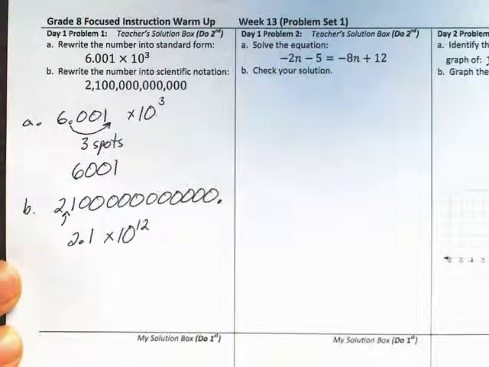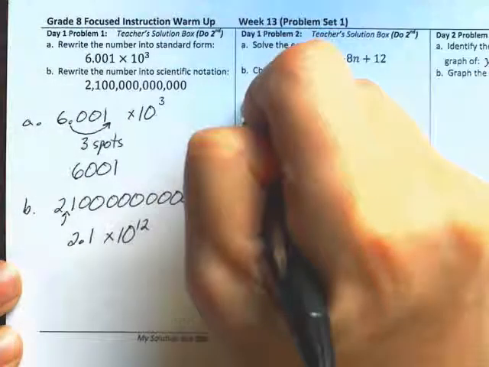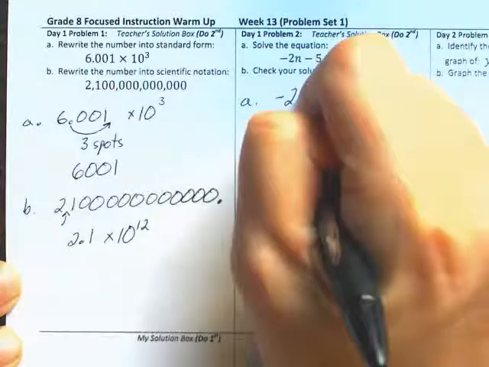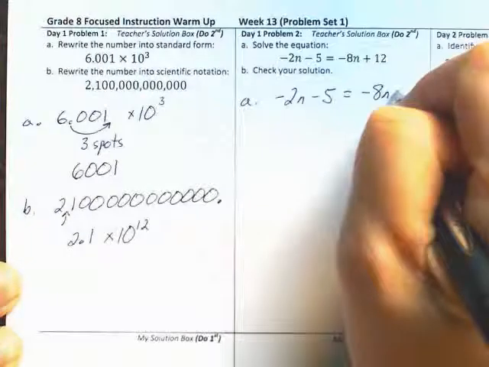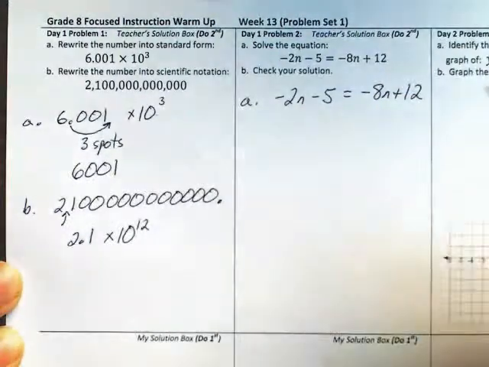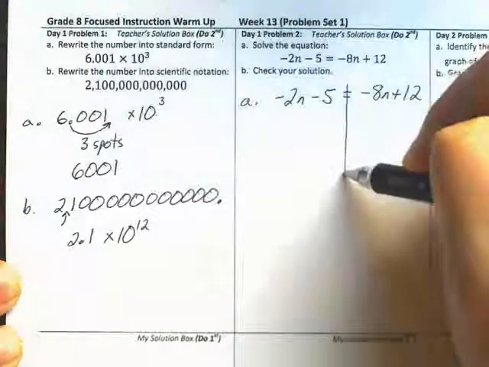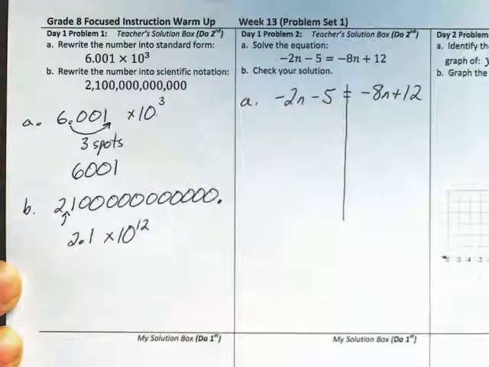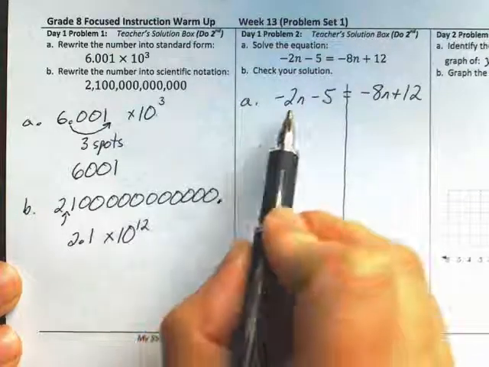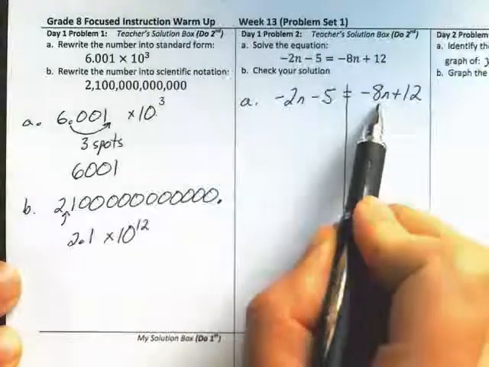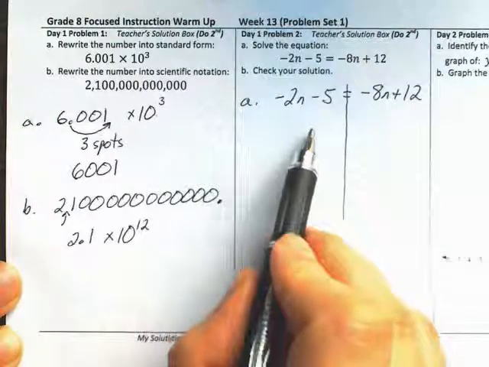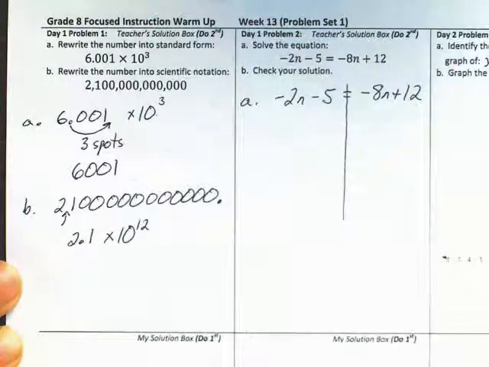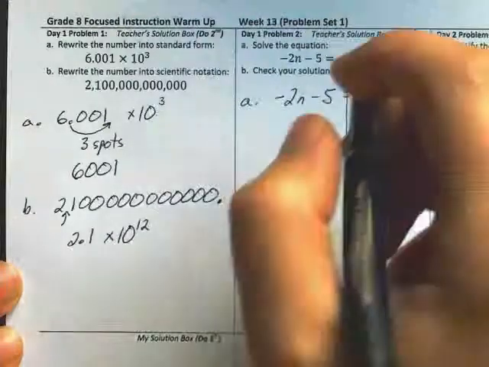Now, day 1, problem 2. Question A, solve this equation. So let's begin by writing the equation down one more time. And then I'm going to draw this line to separate the left side from the right side. And we want to solve this for the variable n. There is an n term to the left side of the equation and an n term to the right side of the equation. Let's put the n term on the left side of the equation and then constant numbers on the right side of the equation.